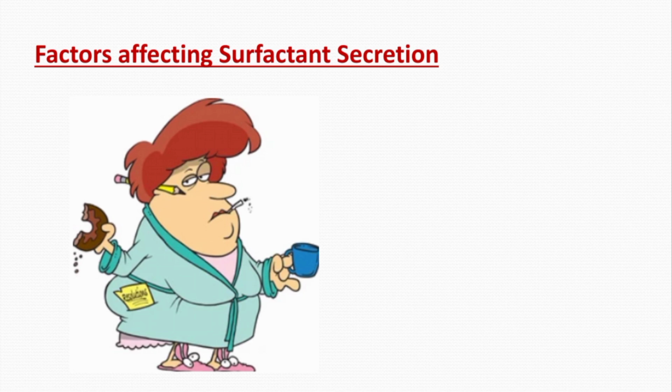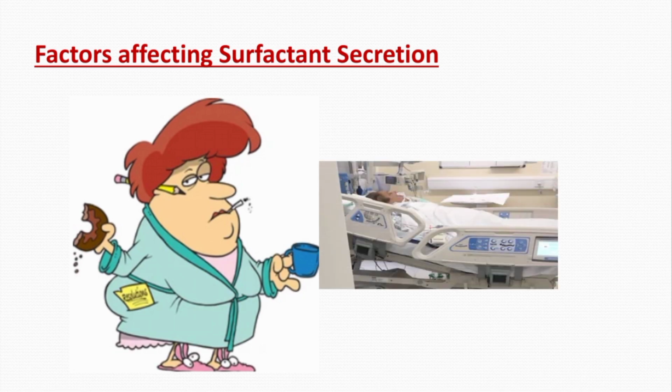Okay. Then the second factor which decreases surfactant secretion is smoking, and you know that smoking also often leads to cardiac disease and cardiac surgery. So, the third factor which decreases surfactant secretion is cardiac surgery. So, I repeat all of these factors again which decrease surfactant secretion. Number 1, hypothyroid mother. Number 2, smoking. Number 3, cardiac surgery. Number 4, prematurity.